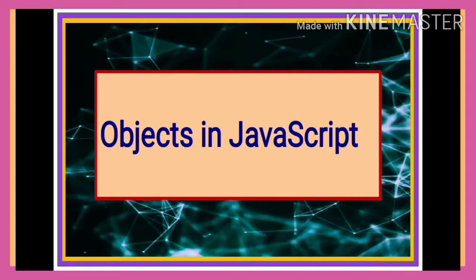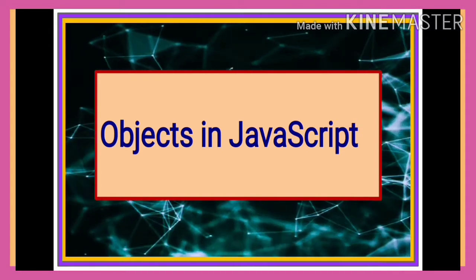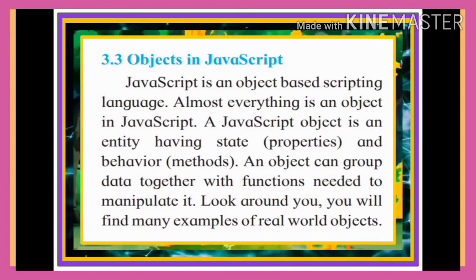Now we will discuss objects in JavaScript. JavaScript is an object-based scripting language. Almost everything is an object in JavaScript. A JavaScript object is an entity having state, meaning properties, and behavior, meaning methods. An object can group data together with functions needed to manipulate it.